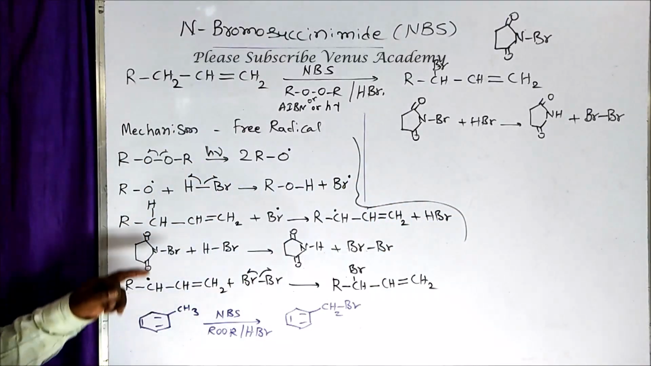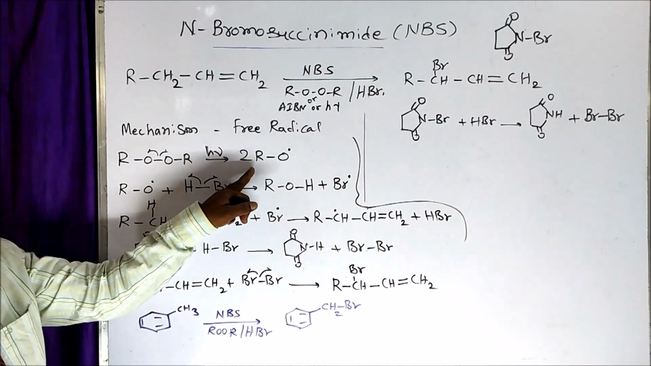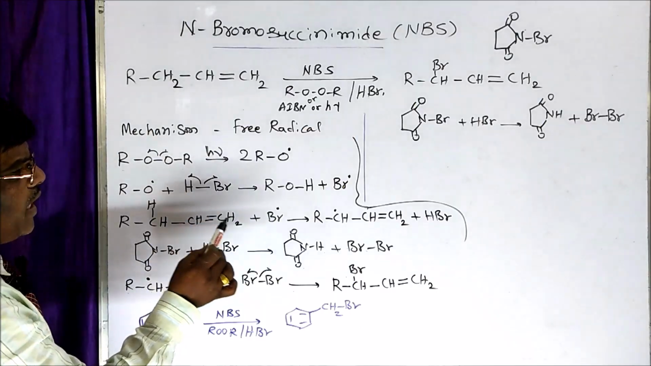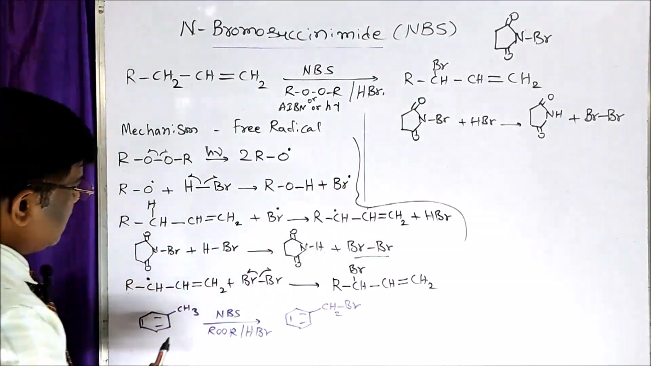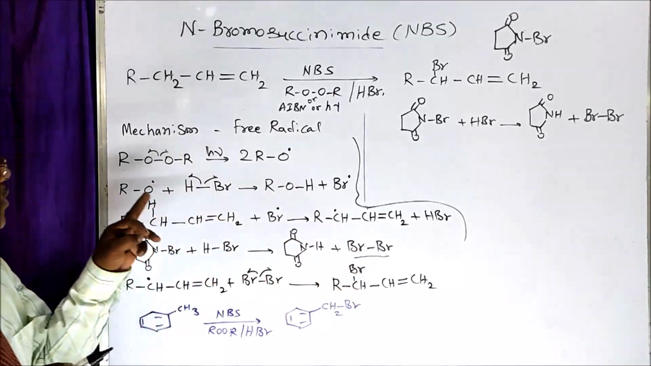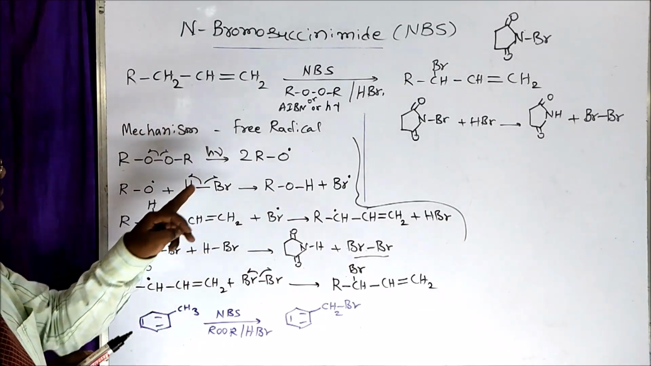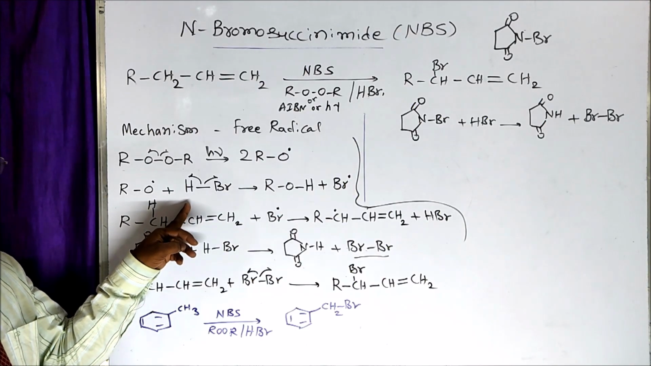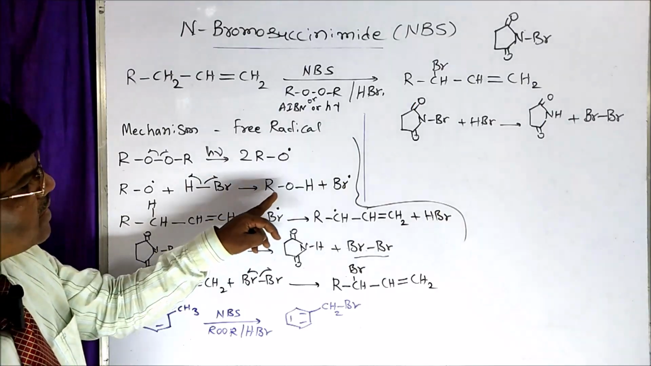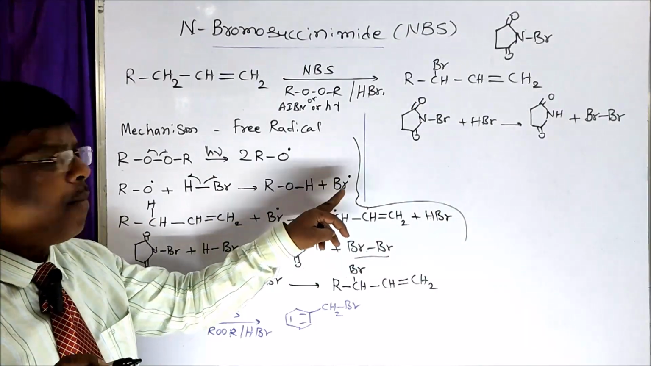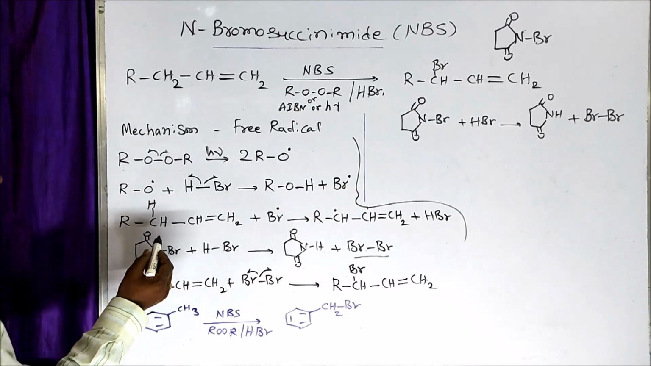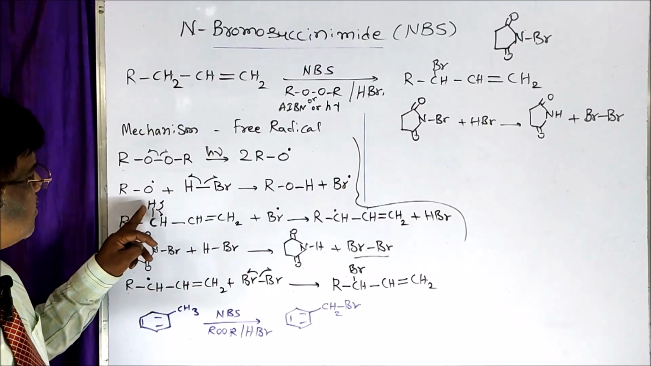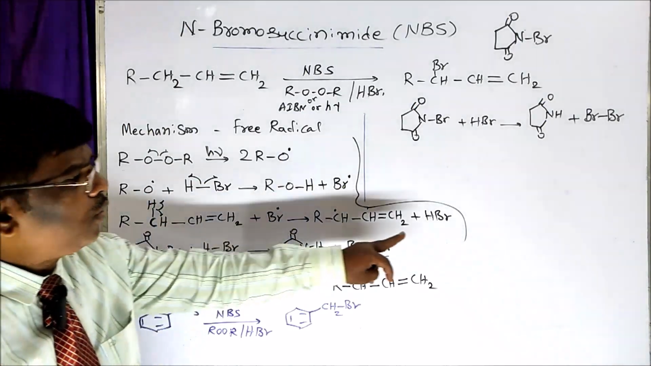So the initiation takes place where this peroxide gives a peroxide radical, a free radical, which initiates the slow release of bromine from NBS. The slow release of bromine takes place by the use of this peroxide, and the HBr, which is added in a catalytic amount or is present in NBS itself, initiates this bromine free radical. The obtained bromine free radical abstracts the proton at the allylic position, giving a free radical at the allylic position and HBr.